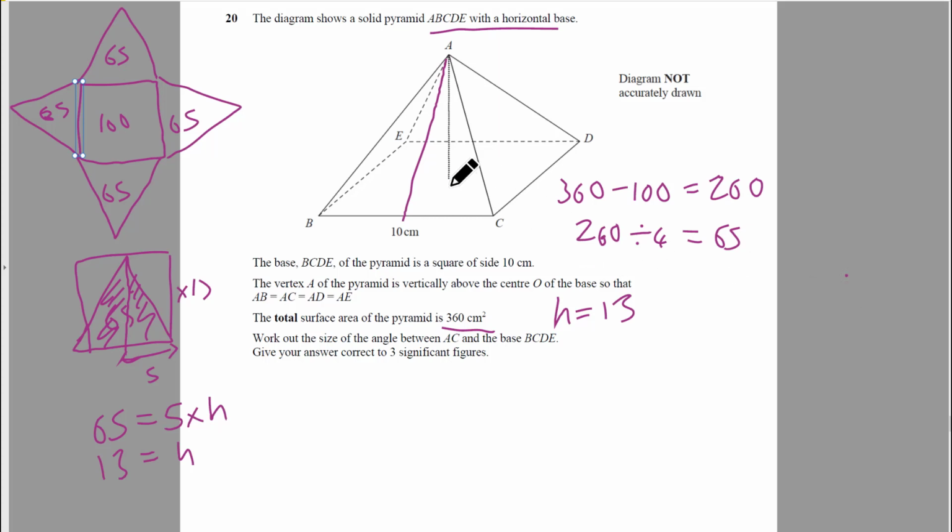So we want the angle AC between the base BCDE. So we're trying to find this angle here. So that's 10. We want the length OC, right? What have we got here? Well, no, we know that's 5 up to here. So let's get this height here. So let's just draw this triangle here. We've got 13, 5, that's the right angle.